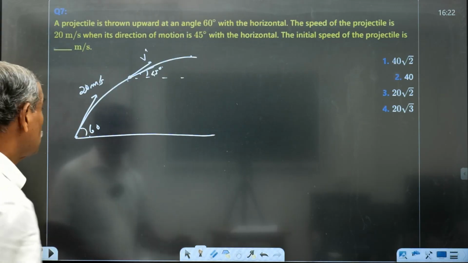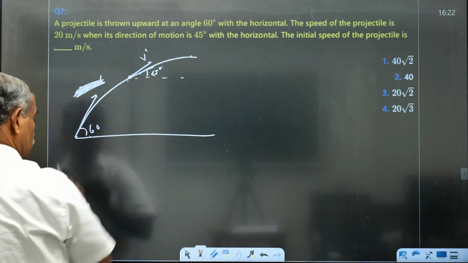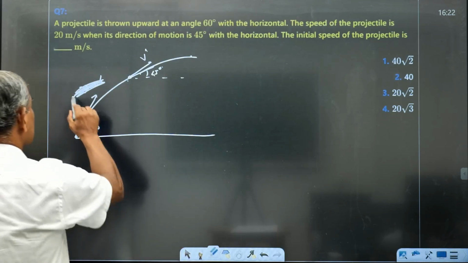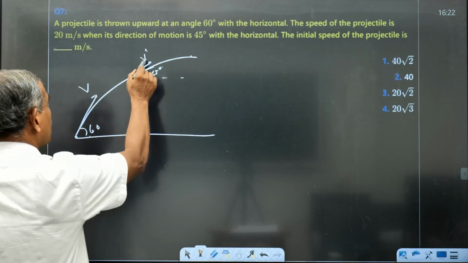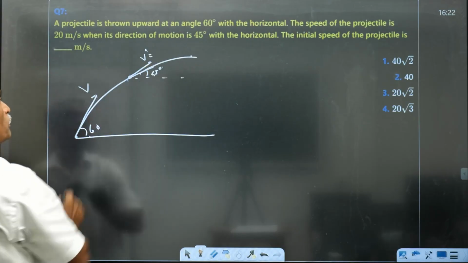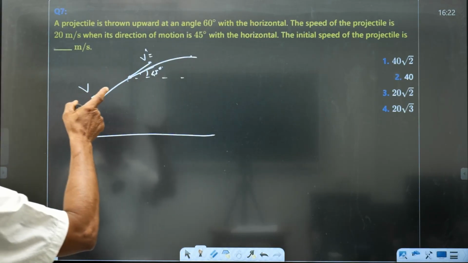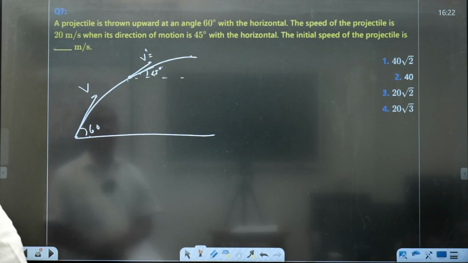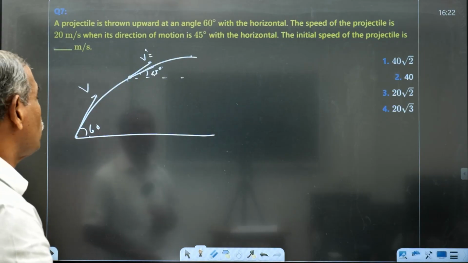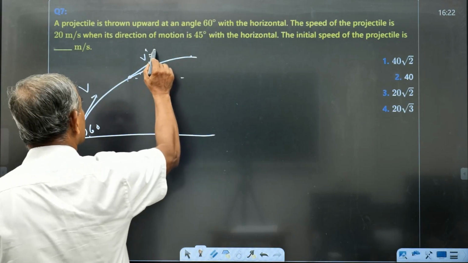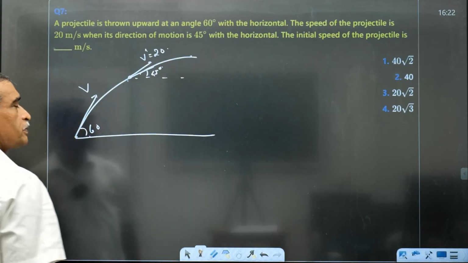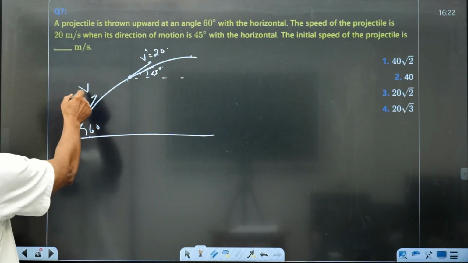Sorry, I am wrong. This is v, and here v dash is given to you. The speed of the projectile is 20 meters per second when its direction of motion makes 45 degrees. So here it is 20 meters per second. Then what is v? That is what they are asking.